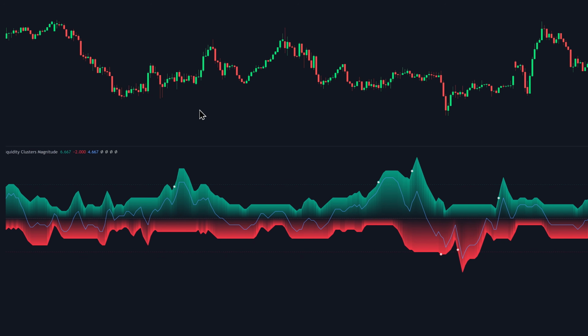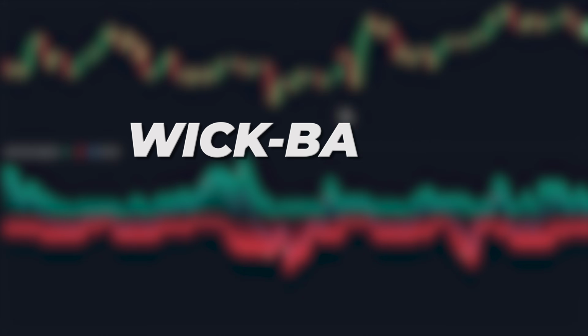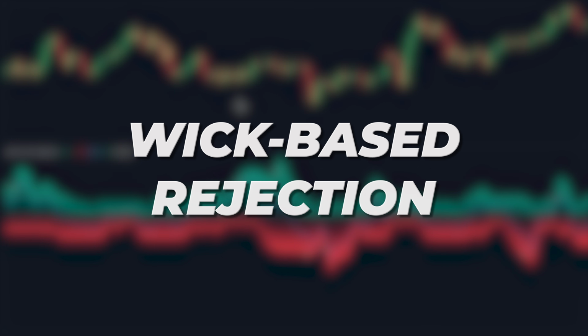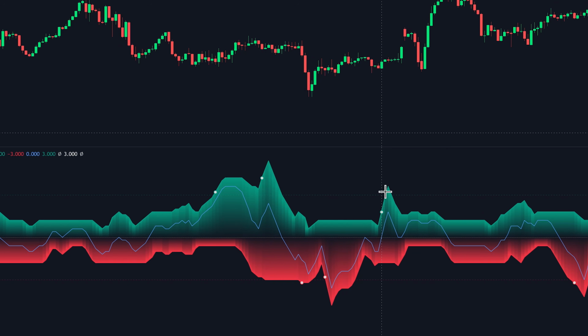Now, once the indicator loads, the first thing you want to understand is the core idea. This indicator is not tracking every little move in price. It's focused on wick-based rejection. In other words, it looks for places where price reached a level but did not accept there by the close.